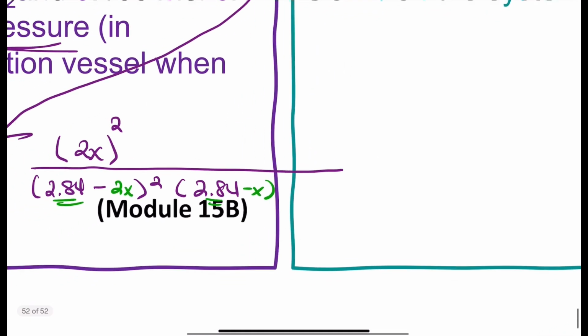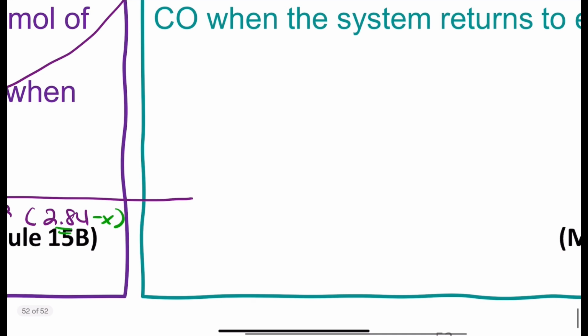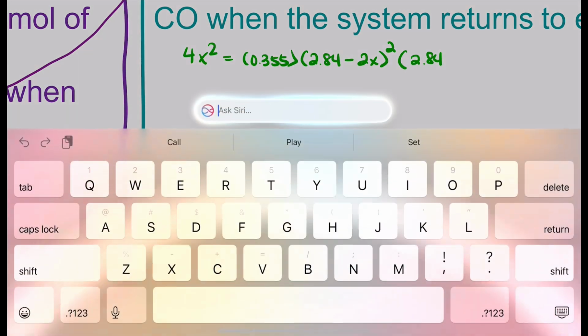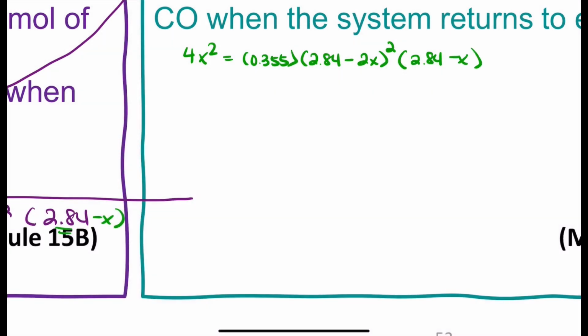This one I definitely went to the internet to solve because it gets messy. I get 4x squared equals 0.355 times 2.84 minus 2x squared times 2.84 minus x. What I mean is I had to solve a cubic equation, and I don't remember how to solve it, so I had to use the internet to find that equation. It's been a while. Get everything to the same side. We're going to try to solve this thing: negative 1.42 x cubed plus 4.051 x squared minus 14.266 x plus 8.089.